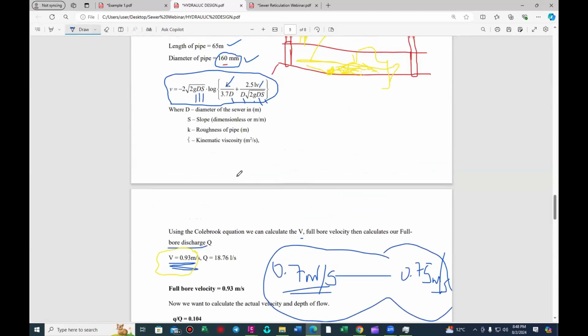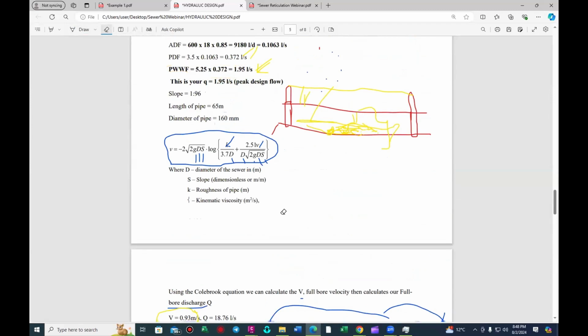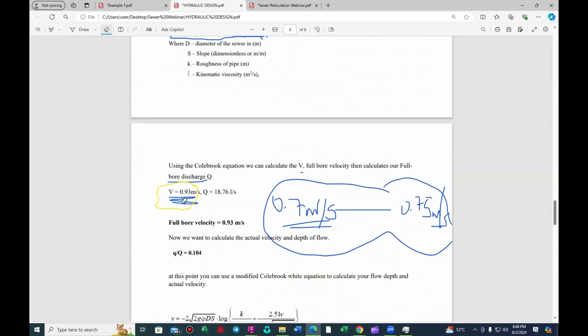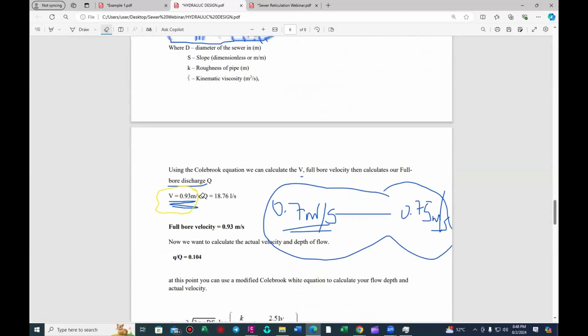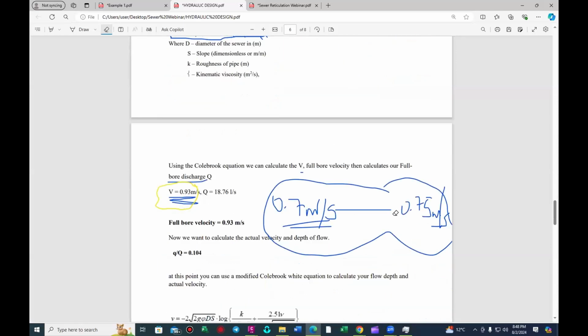However, using these parameters that we have here, the full bore velocity that we are getting is 0.93 meters per second. This means that this sewer line can reach cleansing velocity. It has the ability to cleanse itself because it is way above the minimum required cleansing velocity. I hope you guys understand that.